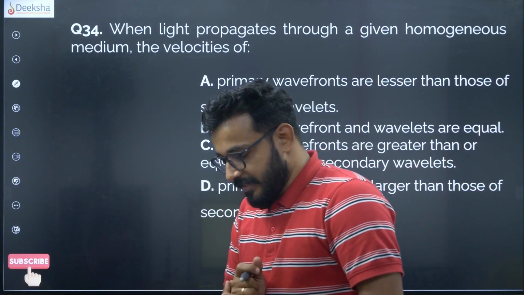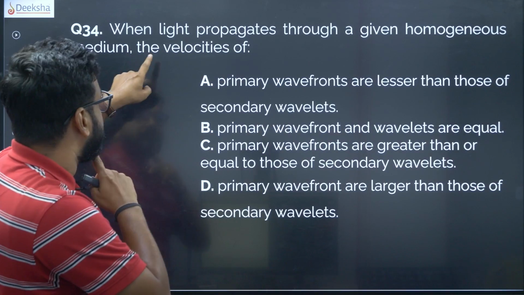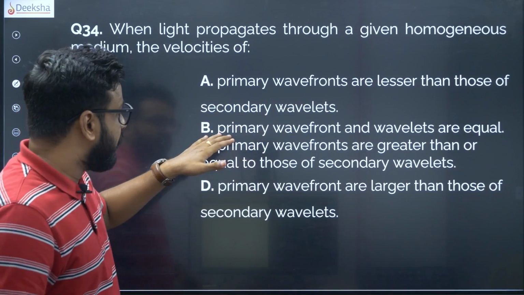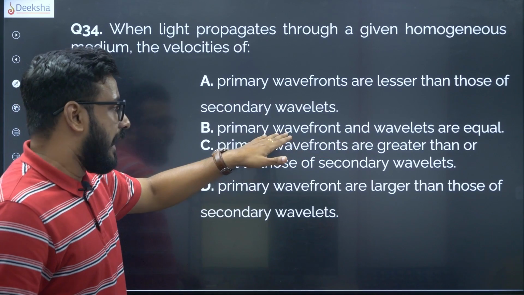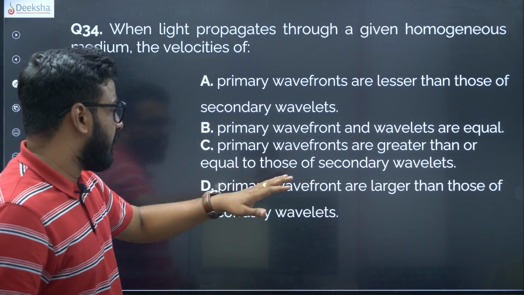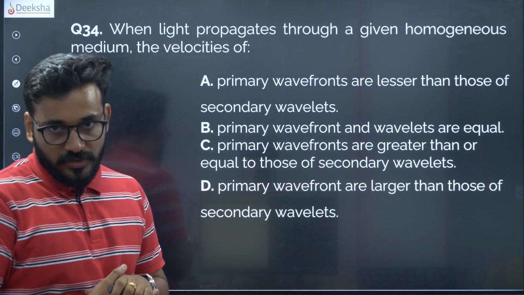Okay, this is again another very simple question. When light propagates through a given homogeneous medium, the velocities of primary wavefronts are lesser than that of the secondary wavelets; primary wavefronts and wavelets are equal; primary wavefronts are greater than or equal to the secondary wavelets. So now basically you are talking about the speed of light.